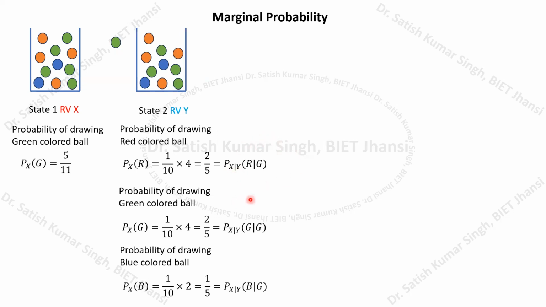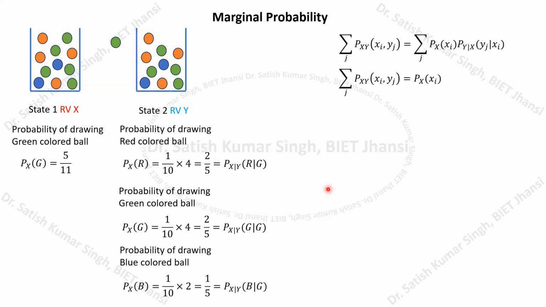So here you can see the sequence of the balls which have been drawn. The first ball must be a green ball, and then it can be a red ball. So the first ball is green, then red, and in the second case it is green, green, and in the third it is green, blue. So that will be your joint probabilities.